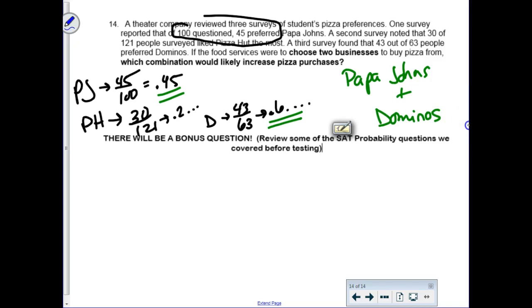Now there's a note here. There's going to be a bonus question here so you can get some extra credit. Make sure that you are very good at reading SAT style probability questions, which means you're a very careful reader. All right, good luck.